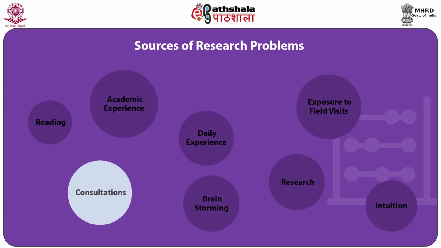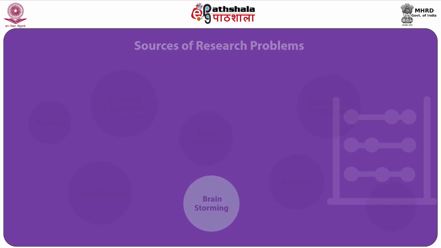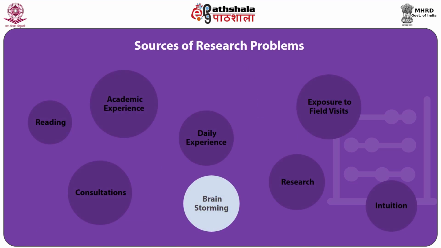Consultations is another source of research problems. Discussing with the experts in the fields of specialization of the researcher's interest also forms a source of research problem. Next one is brainstorming. At times, researchers do get ideas or topics of research during brainstorming sessions, that is, intensified discussions about academic and research issues with the members of a peer group or colleagues.